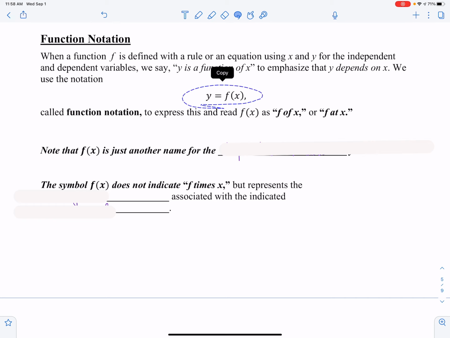You could read it f of x or f at x, or if you want to say it the long way, y is a function of x, but we don't usually say it that long. F of x is just going to be another name for the dependent variable y. The symbol f of x does not mean f times x. That's a big deal. This is not f times x, but it represents the y value associated with the indicated x value. So that's a big deal on that.